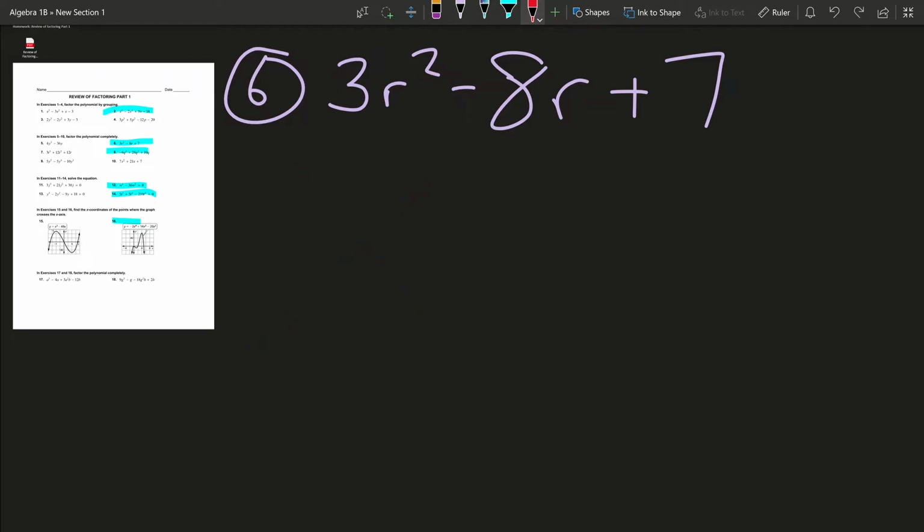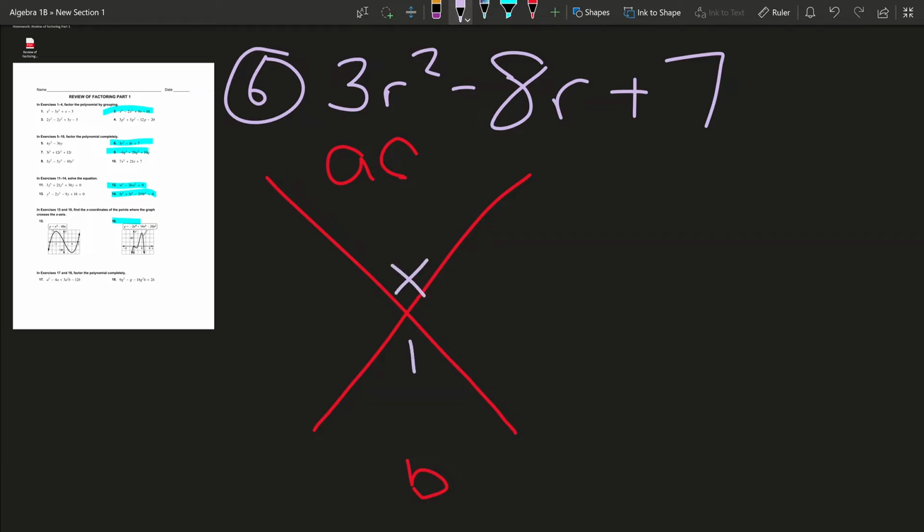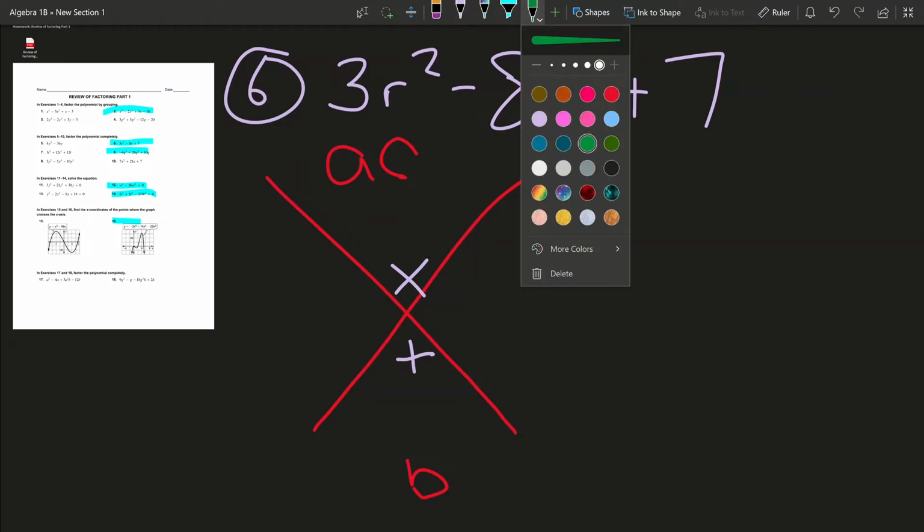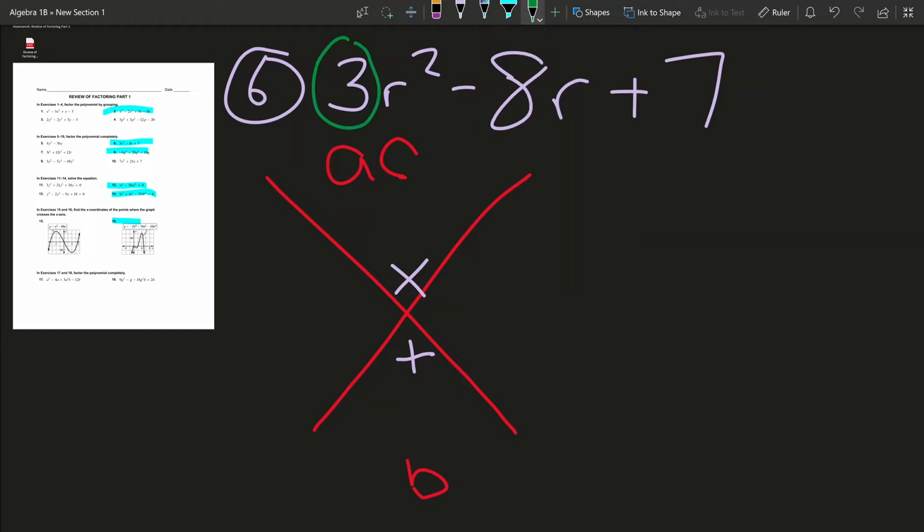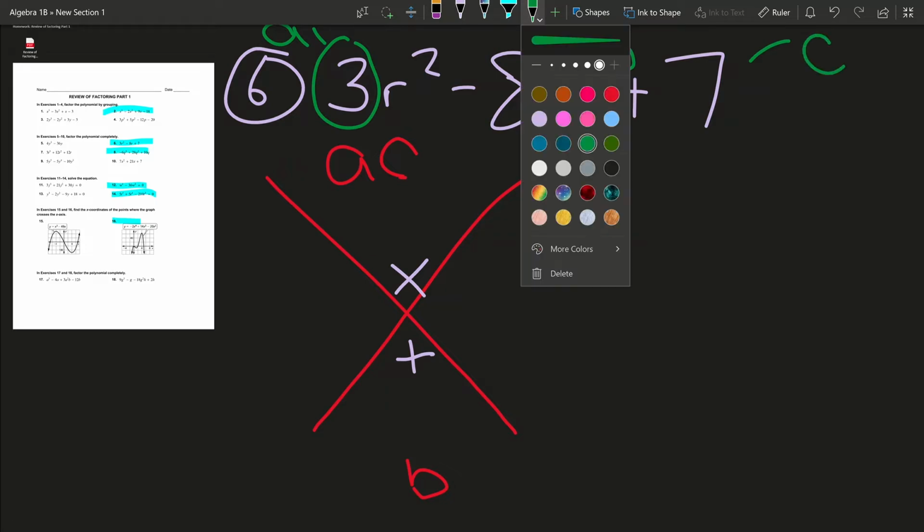So let's make our Xbox here. Let me make that a little nicer. So AC would go on the top, B goes on the bottom, and remember the top part is we need to multiply and the bottom should be added together. And let's go ahead and label each part real quick. 3 is our A, 8 is B, 7 is C. Remember, it just goes in descending order.